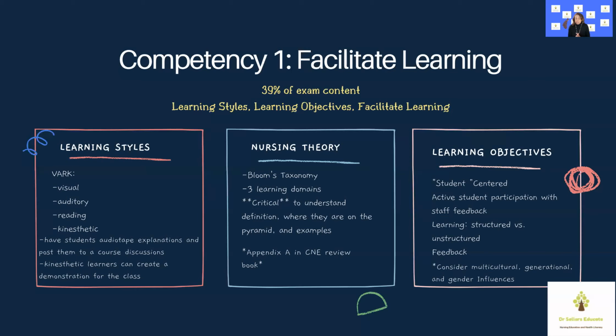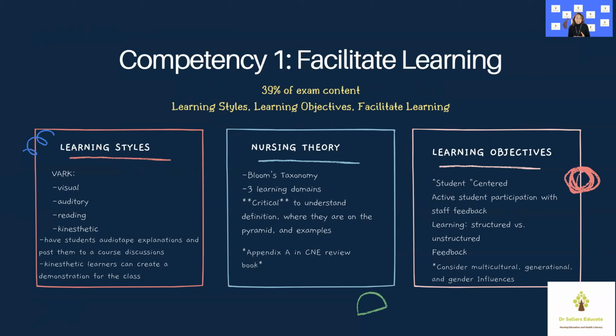The 3 elements you want to understand related to learning domains. Number 1 is the definition. Number 2 is where is that specific level of learning on the pyramid or on the taxonomy.